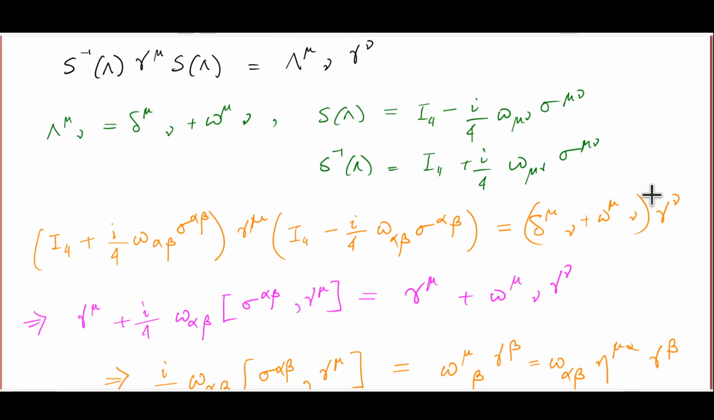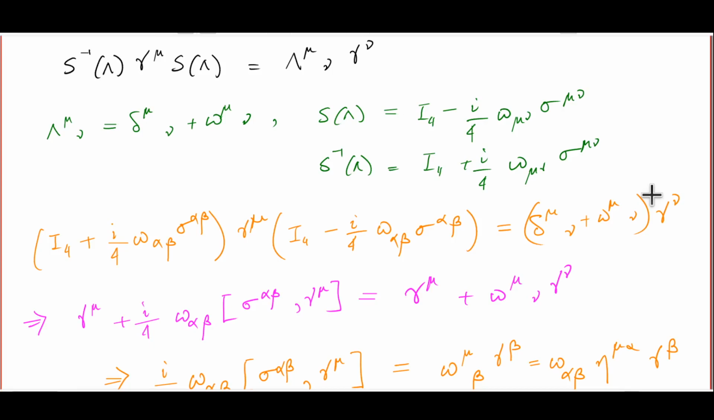Anyway, from the other 3 terms, it's obvious that one of the terms is just identity times gamma mu times the identity, which is gamma mu itself. And that cancels with the gamma mu you also get on the right hand side from delta mu nu gamma nu. The other 2 terms involving one power of omega are easily seen to be i by 4 omega alpha beta times sigma alpha beta gamma mu minus gamma mu sigma alpha beta. So what you have is a commutator between the 4 by 4 matrices sigma alpha beta and gamma mu sitting here.